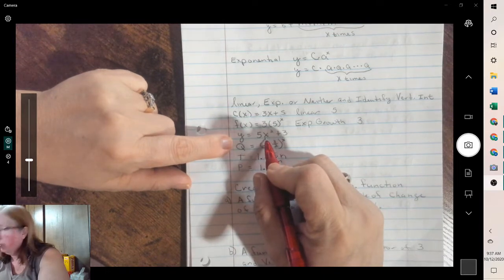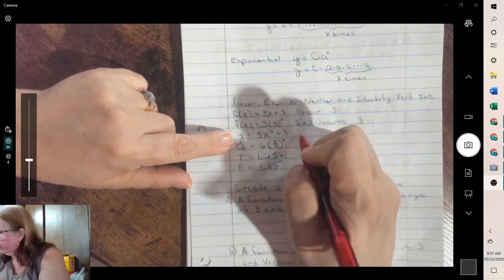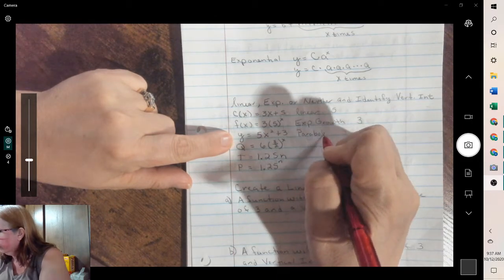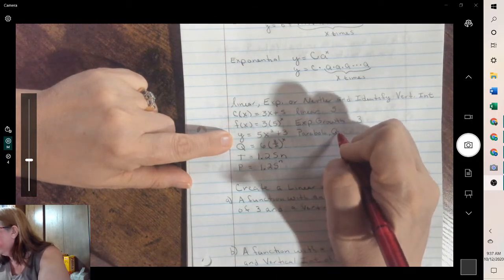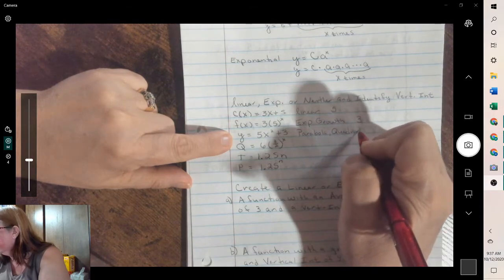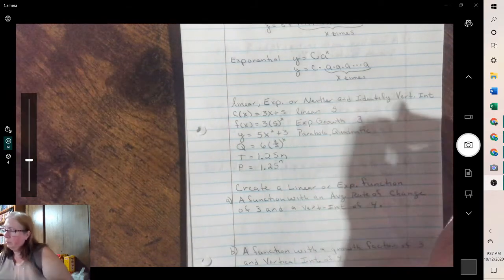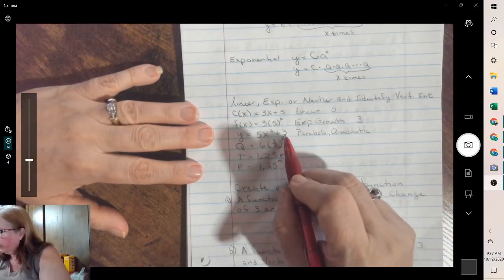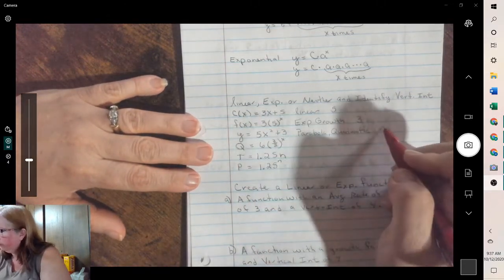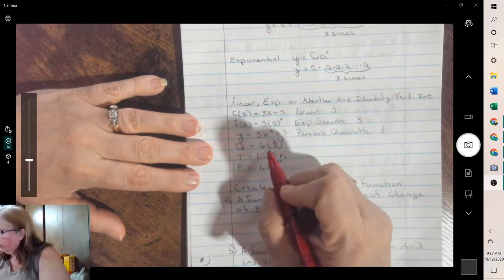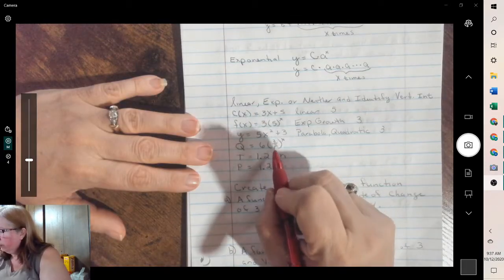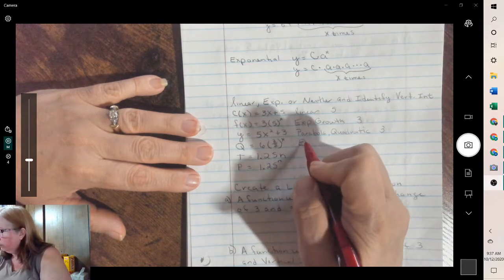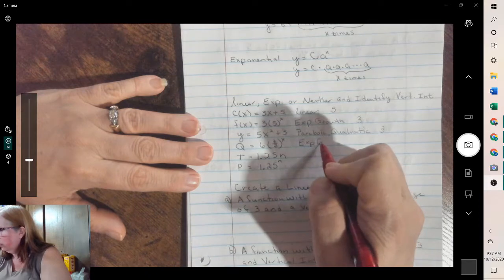This is a parabola. It's quadratic, because the x is squared. And its vertical intercept would be 3. This one is exponential, and it's a growth again because 3/2 is greater than 1. I think these are all growth.